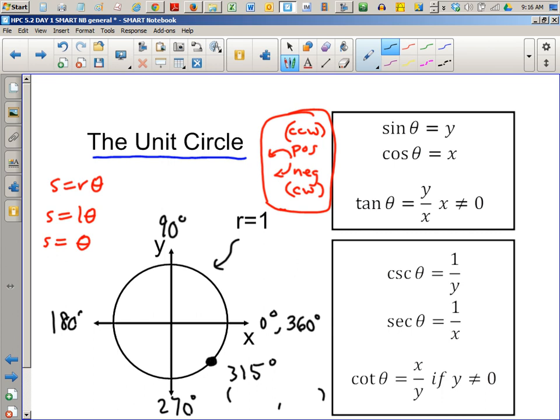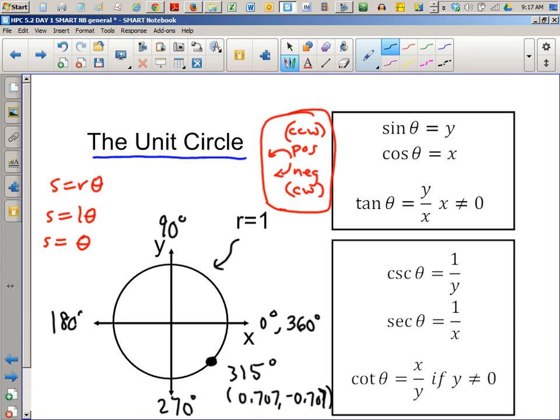What's cos 315? It's 0.707 and then 0.707. Careful. Did you type negative? The second one is negative. So why is it negative? Look at the quadrant you're in. You're in the fourth quadrant where the x-coordinate is positive and the y-coordinate is negative. Does it make sense to you that these two numbers are the same except that one's negative?